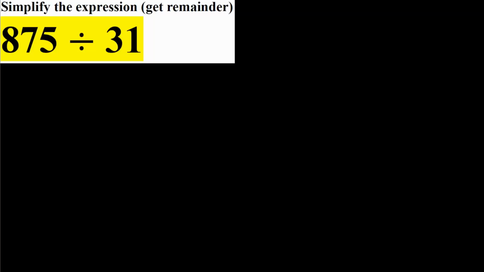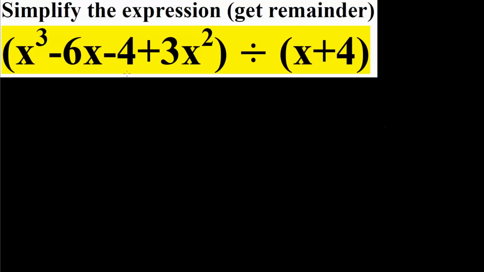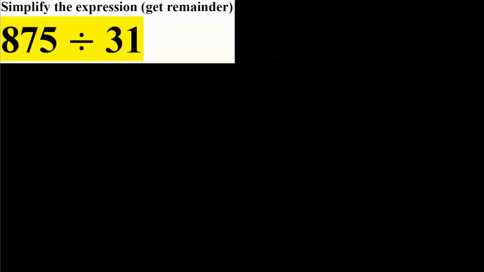In this video, we will do long division and we will do remainders for two problems. So we want to divide 875 divided by 31. This will be the first problem. And the second problem would be we're dividing this polynomial by x plus 4. We will get remainders and we will also apply long division. So let's do the first one.